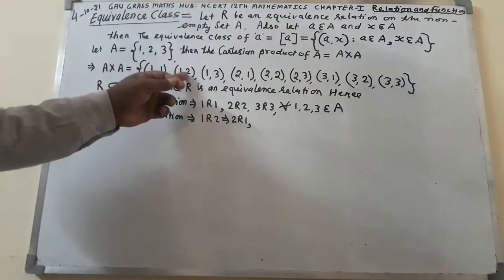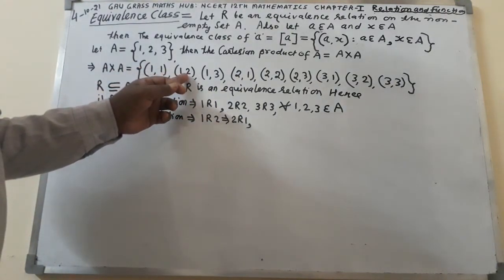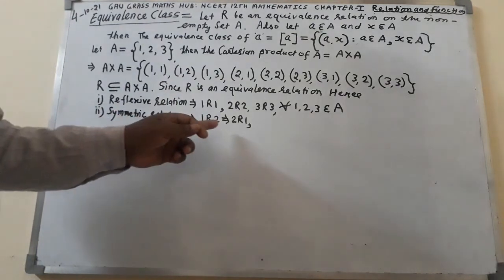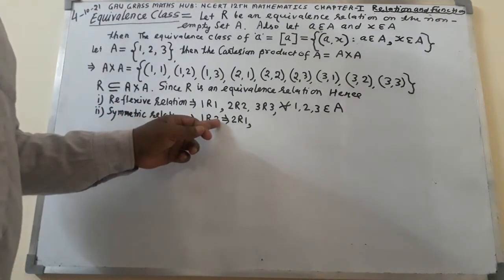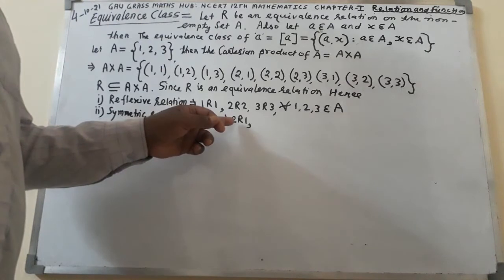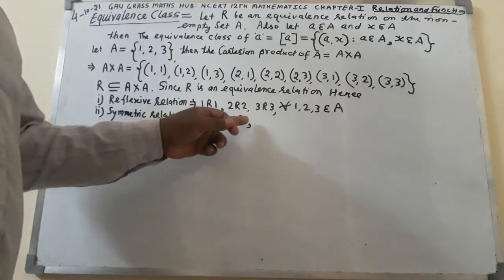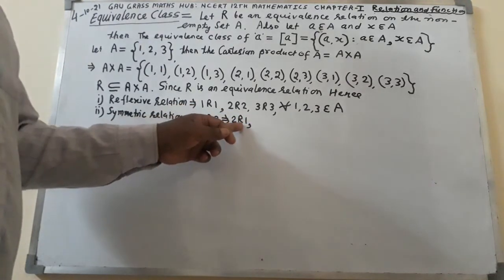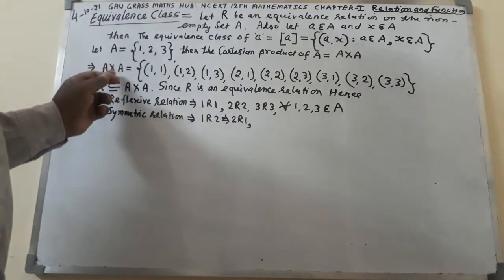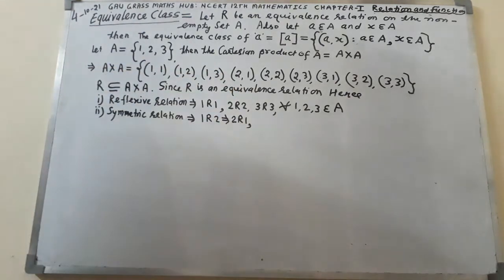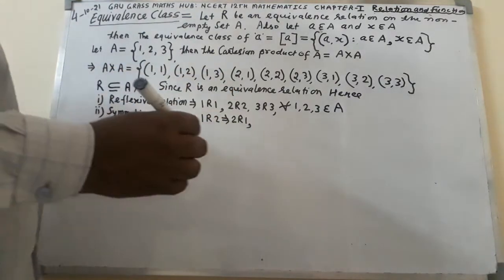The ordered pair (1, 2) is there in the Cartesian product A cross A. Implied that, just reversal of (1, 2), we have got (2, 1). 2 is related to 1, so (2, 1) must be there in the Cartesian product A cross A. So here (2, 1) is there.